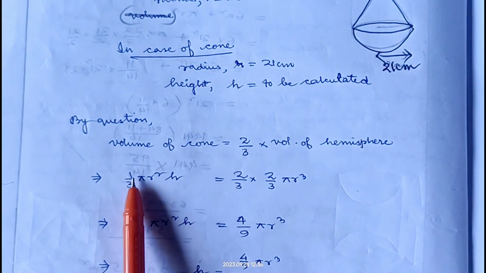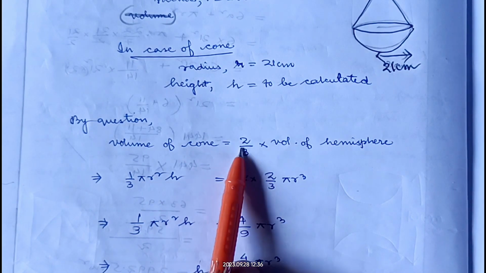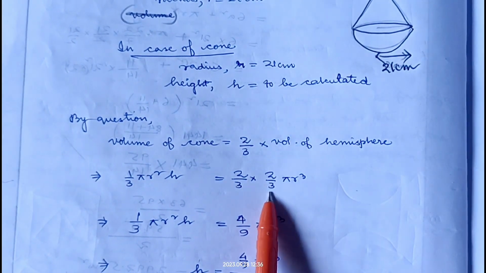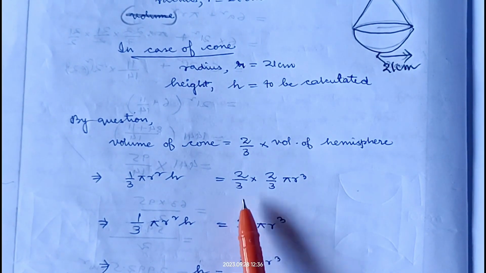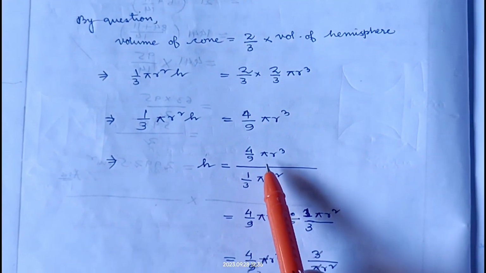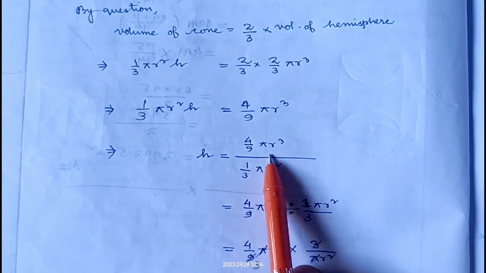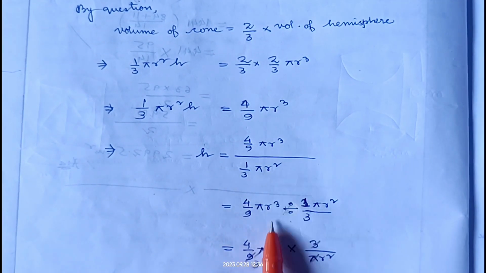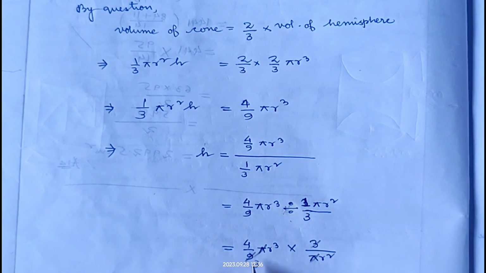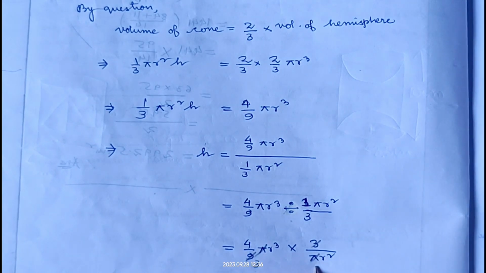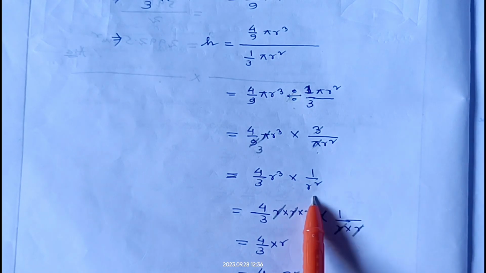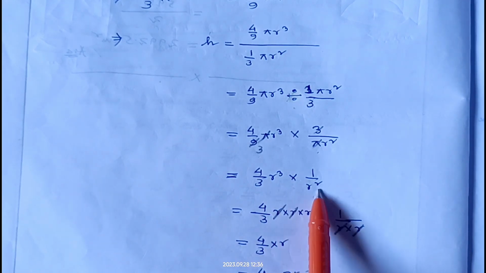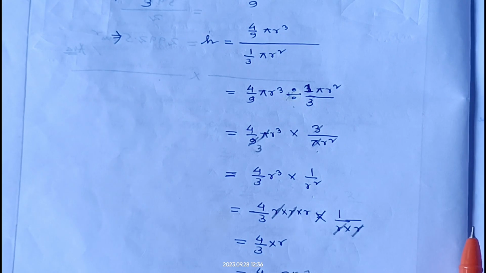We know the volume of the cone is 1/3 pi r square h equals to 2/3 times volume of hemisphere, which is 2/3 pi r cube. So 1/3 pi r square h is equal to 2 2 is 4, 3 3 is 9, pi r cube. Therefore, height equals 4/9 pi r cube by 1/3 pi r cube. Now if I divide, then this 3 and 9 will cancel. It will be 3. This pi and pi can be cancelled. So we are left with 4/3 r cube into 1 by r square. Now r cube and r square also can be cancelled. We are left with 4/3 r.